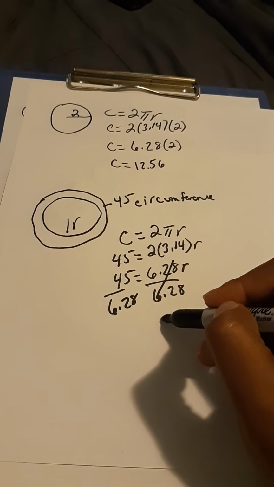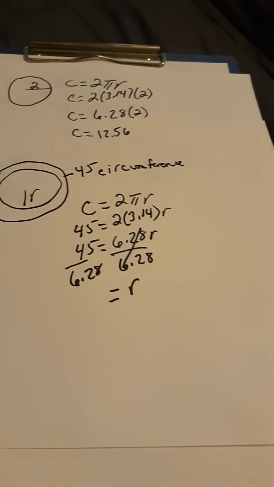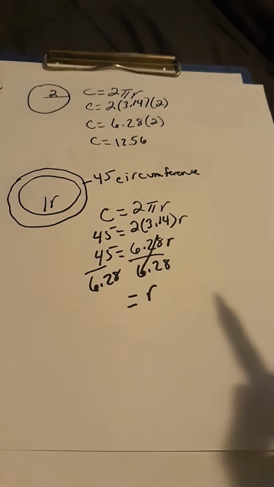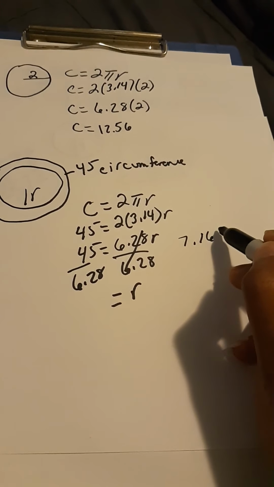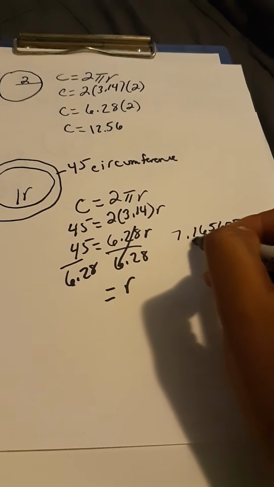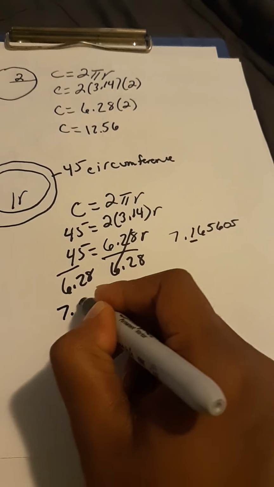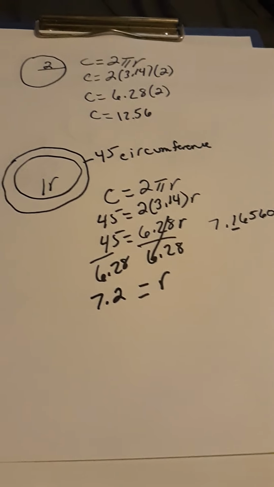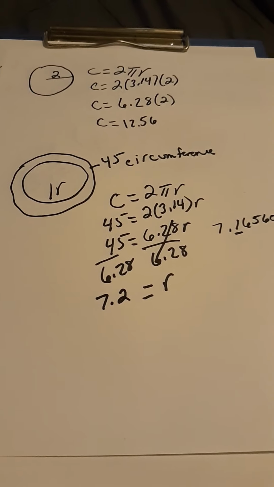These cancel, leaving me with r. 45 divided by 6.28. You may use your calculator. When you divide those two, you get a really long decimal. It's like 7.165605, and it keeps going. We're going to round it to the nearest tenth. If we're rounding to the nearest tenth, our answer is going to be 7.2. That would be the radius. My radius for that circle would be 7.2.